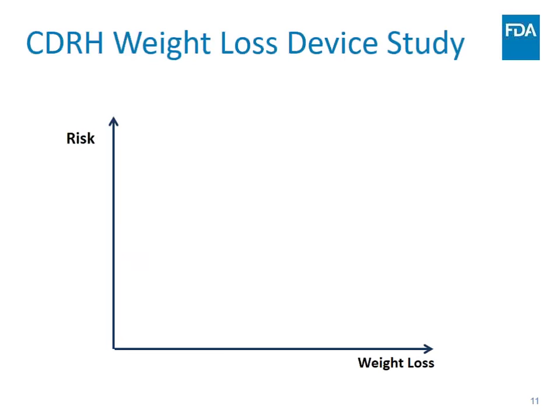For that purpose, we are going to use the CDRH, which is the Center for Devices and Radiological Health, patient preference study for weight loss devices as an example to describe what exactly we measured and how we measure it. To understand the benefit-risk trade-off context, let's take a look at this graph first.